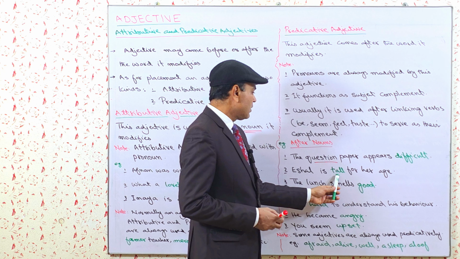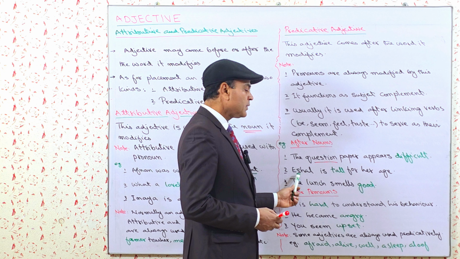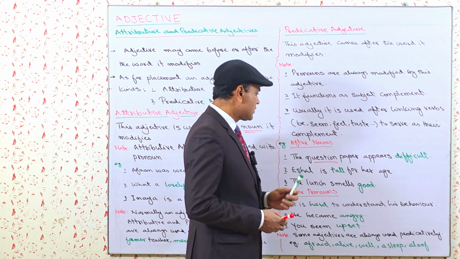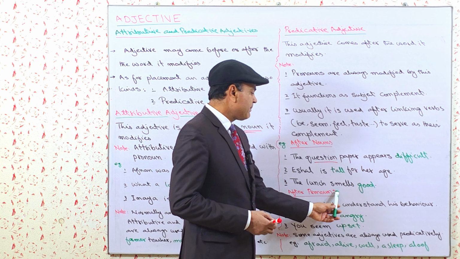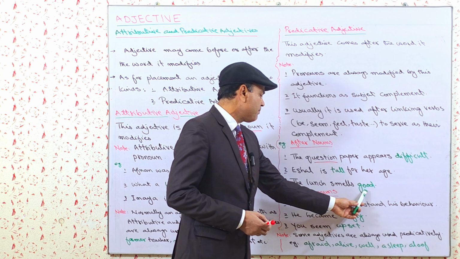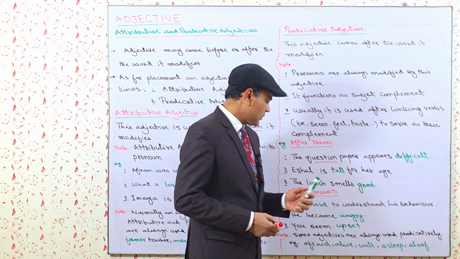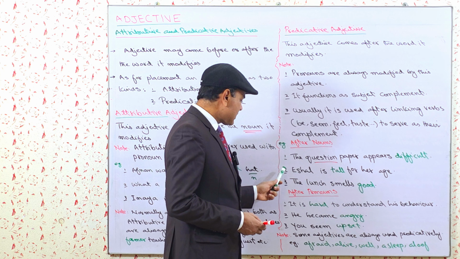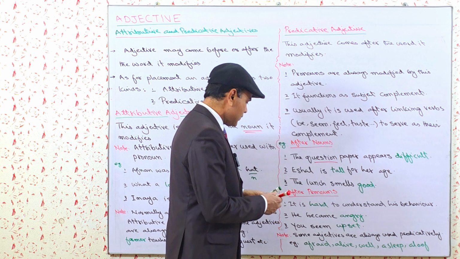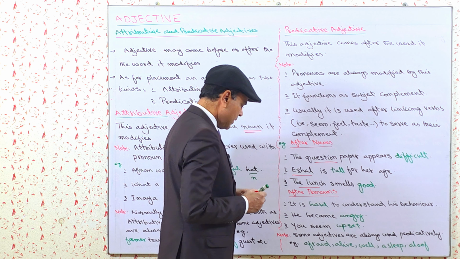Ishal is tall for her age. Here tall is used to qualify the word Ishal and it has been used after it. The lunch smells good. Here good qualifies the word lunch, but instead of being used before it, it has been used after it. So in all these three examples, the predicative adjective is qualifying the nouns. Which are the nouns? Ishal, lunch, and question paper.